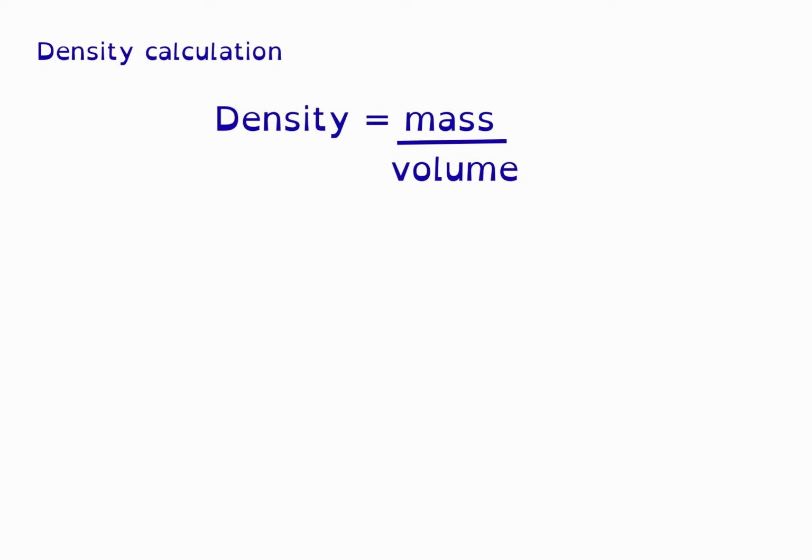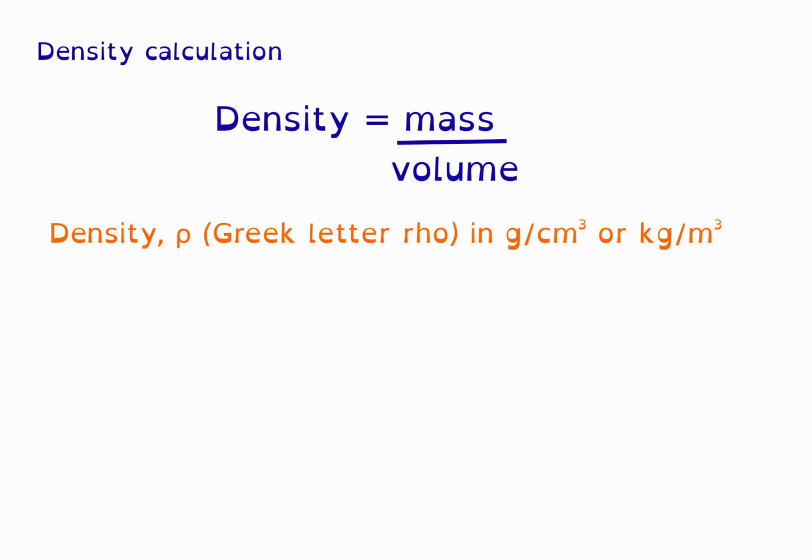To calculate density, you need to use the following equation. Density equals mass divided by the volume. Density, or you could use the Greek letter rho, is in grams per cubic centimetre or kilograms per cubic metre. Mass, m, is in grams or kilograms. Volume, capital V, is in centimetres cubed or in metres cubed.